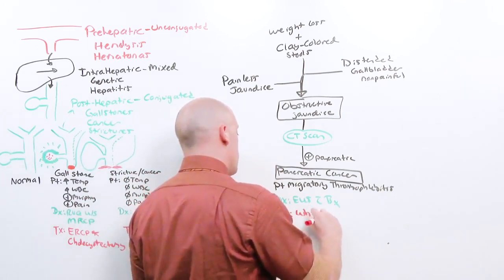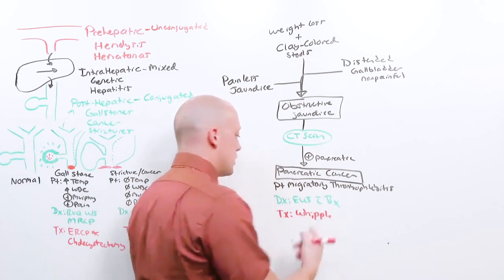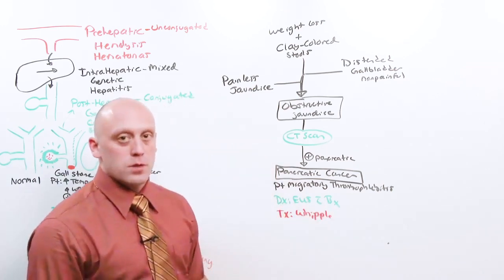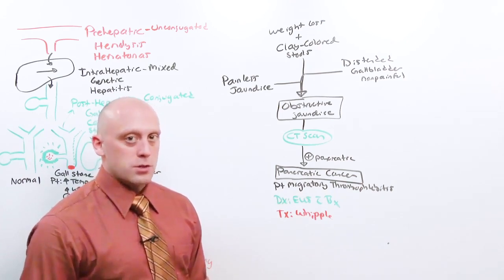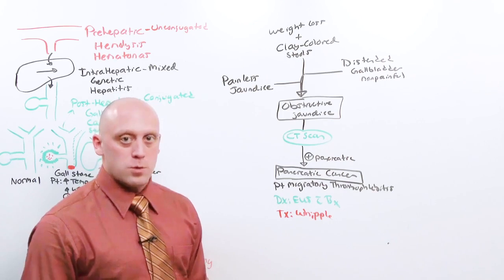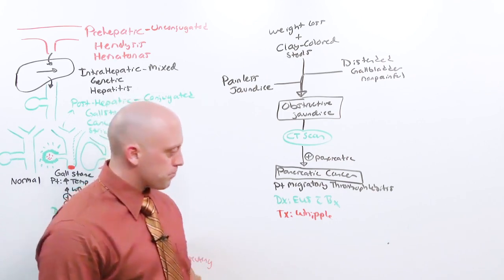procedure, where at the very least you remove the pancreas and the duodenum, often parts of the liver. Even with resection, prognosis is abysmal. Most people die in 6 to 12 months.